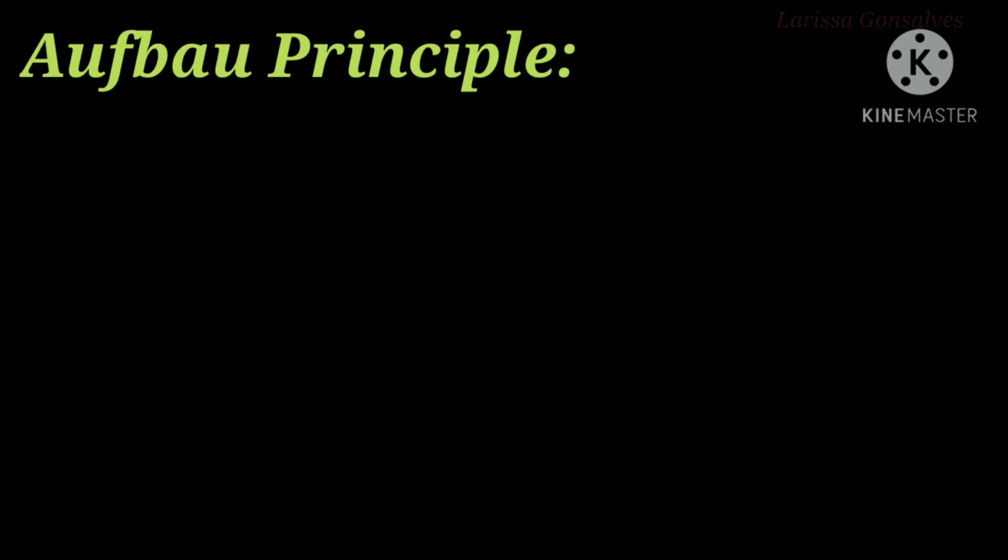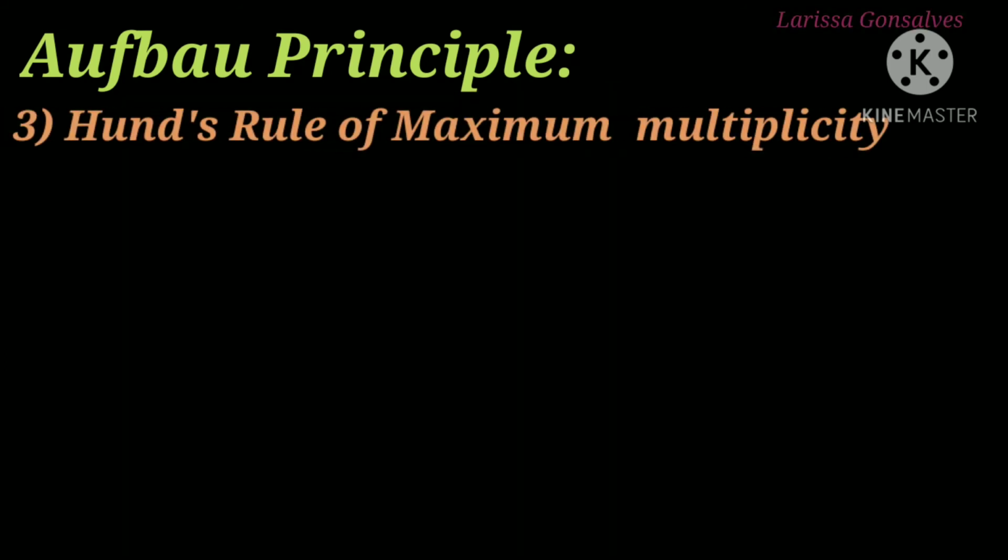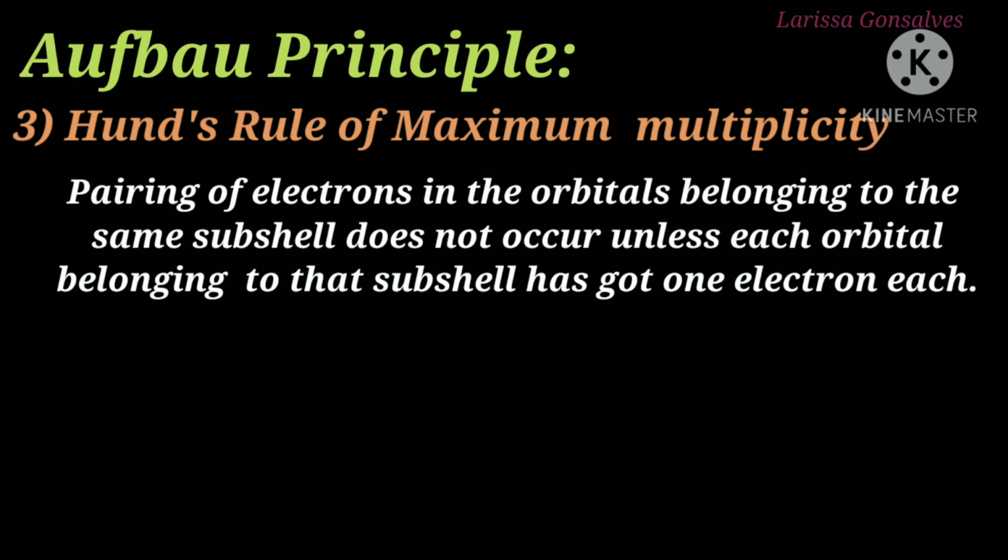Let us now move to the third principle, that is Hund's rule of maximum multiplicity. The filling of electrons in the orbitals belonging to the same subshell, or the orbitals which have the same energy, which I have already told you are also called degenerate orbitals, follows Hund's rule of maximum multiplicity. What exactly is Hund's rule? It states that pairing of electrons in the orbitals belonging to the same subshell does not occur unless each orbital belonging to that subshell has got one electron each.